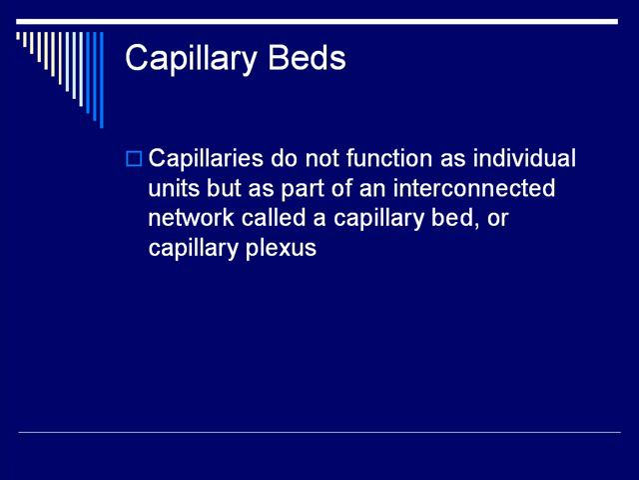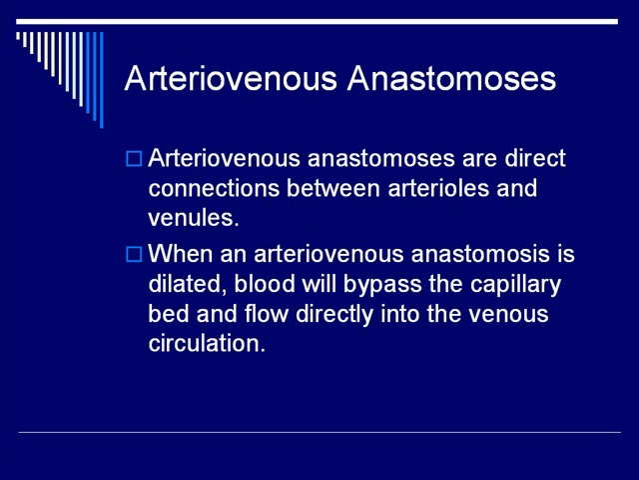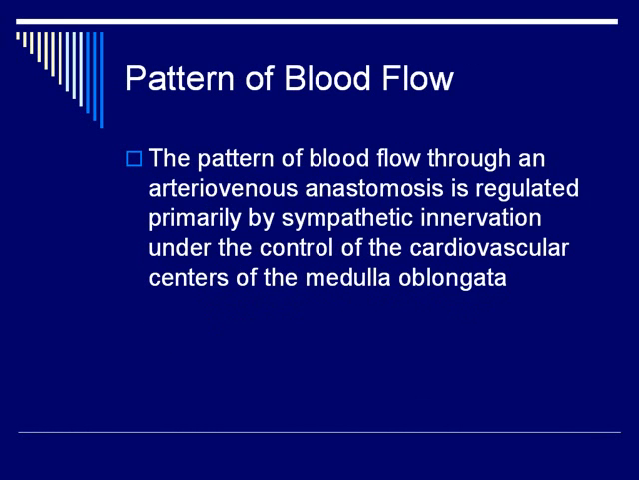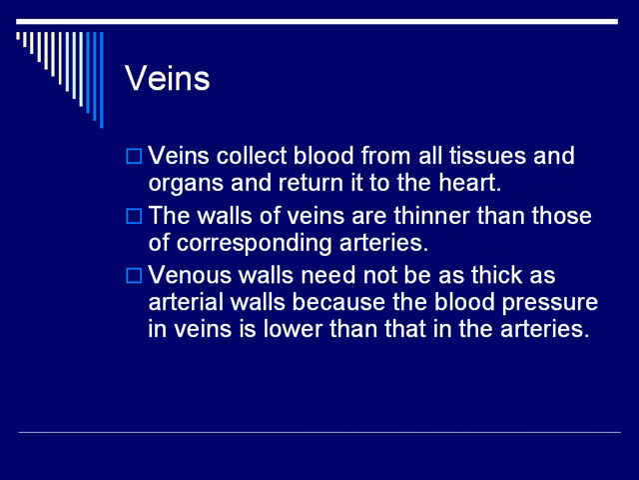Capillary beds do not function as individual units, but as part of an interconnected network called a capillary bed or capillary plexus. There can be anastomoses. Anastomoses are direct connections between arterioles and venules. When an arteriovenous anastomosis is dilated, blood will bypass the capillary bed and flow directly into the venous circulation. The pattern of flow is important, and these anastomoses are regulated primarily by, as we saw again, the sympathetic innervation of the autonomic nervous system under the control of the cardiovascular center in the medulla oblongata.